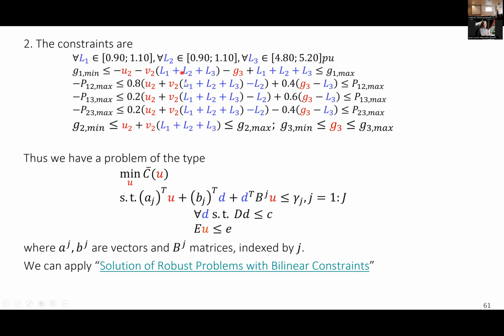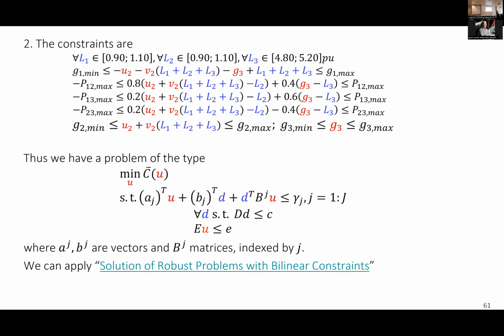So now, if I know G1, G2, L1, L2, L3, I can compute those power flows and generate a G1. This is what I've done here. So it's the same as before, except now this value here was G2. Now it is a function of U2, V2, and L1, L2, L3. So this step is the same as before, no big deal. But now let's observe what we have obtained when we've done this step.